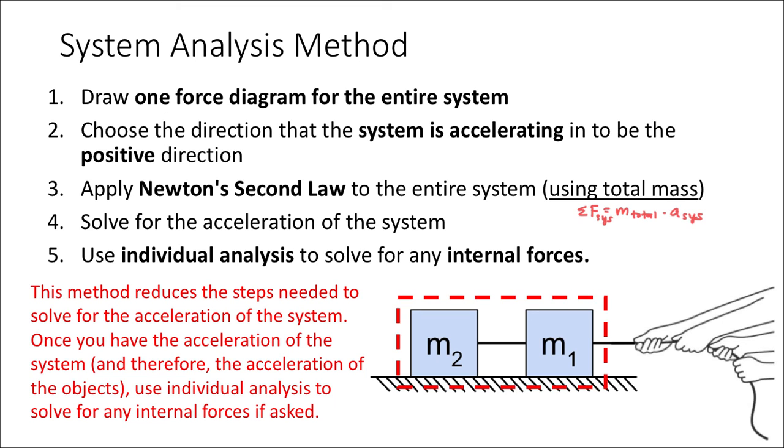Okay, so as you saw, this method reduces the steps needed to solve for the acceleration of a system. And once you have that acceleration of the system, you then have the acceleration for every object in that system. And you can use this to solve for the net force on any individual object if you know its mass, which will allow you to solve for individual internal forces.